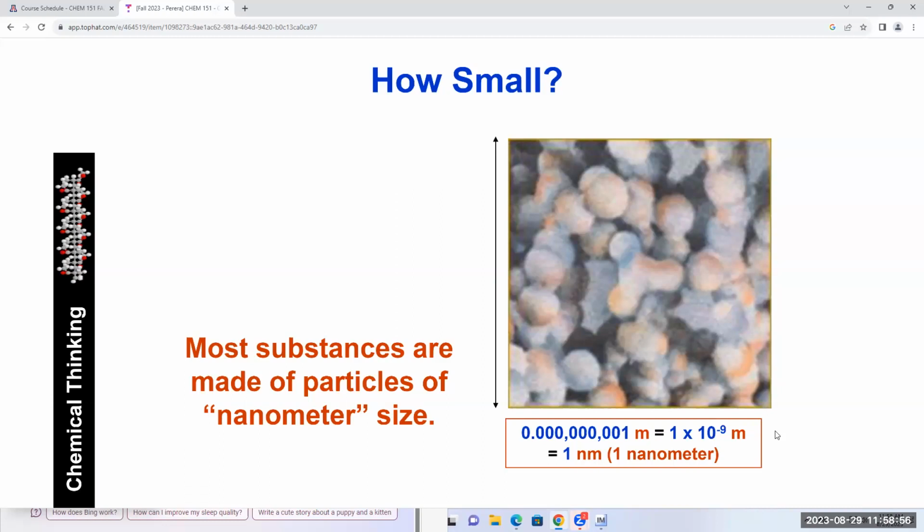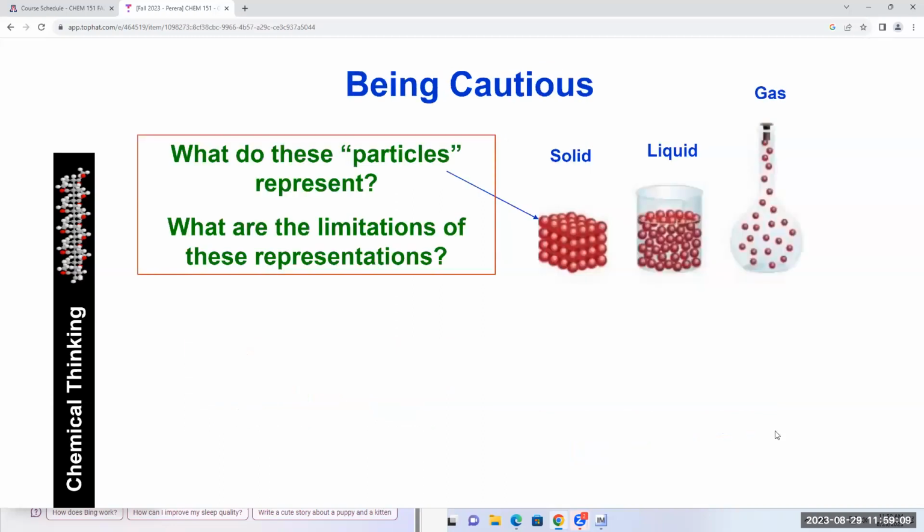All right. That's assumption 1 for you. Do we have any questions, concerns, comments? Now, again, the first assumption of the particulate model of matter is that matter is made of particles. That's it. Now, just to be careful here.